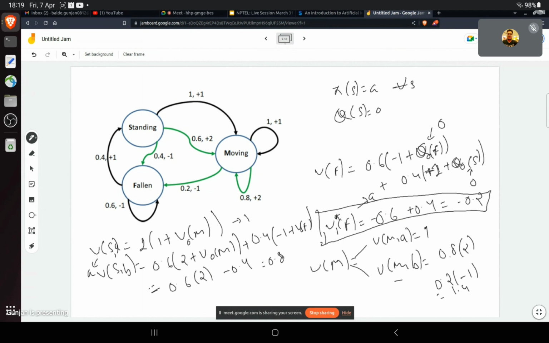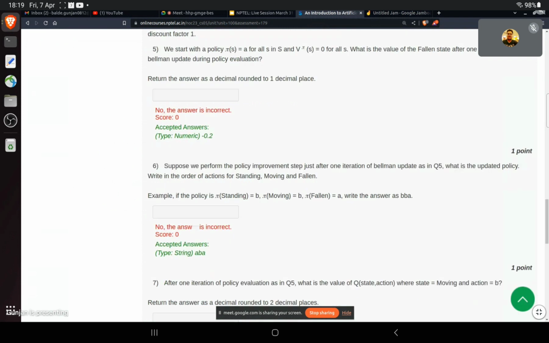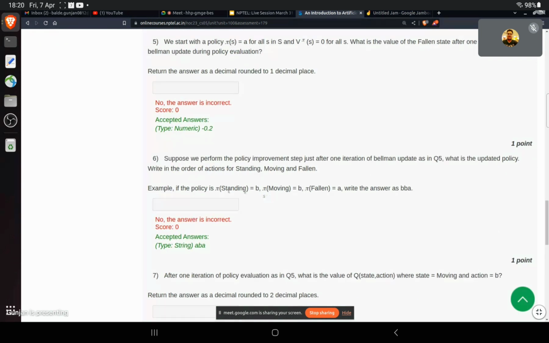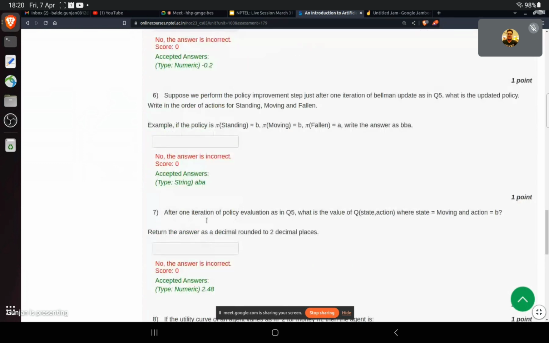So after one step of policy iteration, for f we will do a, for m we will do b, and for s we will do a. Okay, and that is the answer. S, M, F, it is A, B, A, right? After one step of policy iteration, can you repeat the sixth one again?